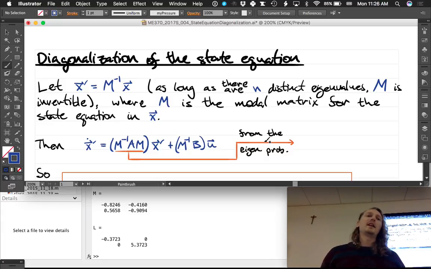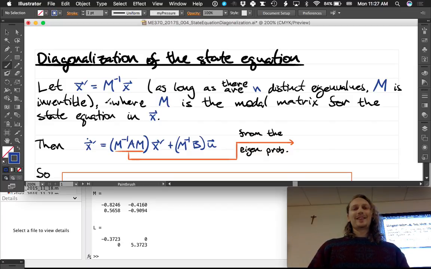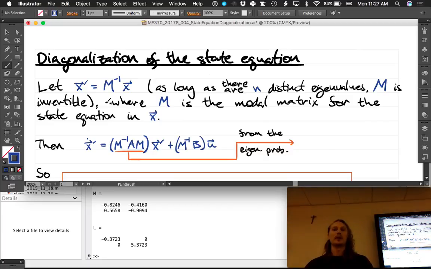So let x prime equal M inverse x. So that was just using M as our P transformation. Okay. So as long as there are n distinct eigenvalues, M is invertible. We are going to use only that situation. In this class, we're not going to consider the possibility where there are not n distinct eigenvalues. It's not that hard to deal with, but it's just one more thing. So M is the modal matrix; we call M the eigenvector matrix or the modal matrix for reasons.